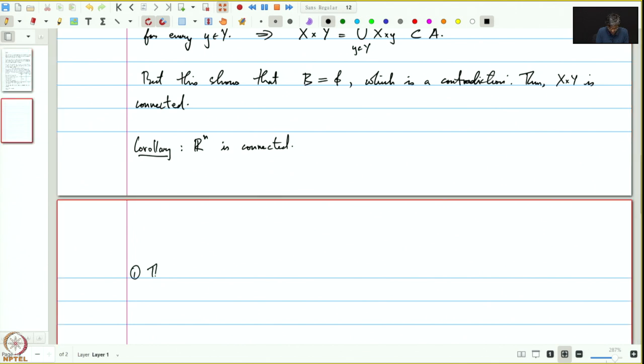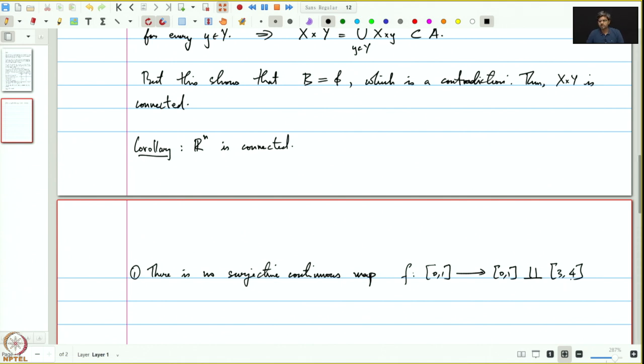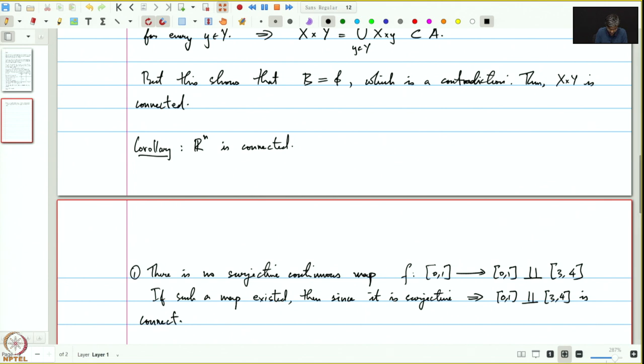there is no surjective continuous map f from the interval [0,1] to, let's say, the interval [0,1] disjoint union the interval [3,4]. Why is this? Because if there was such a surjective continuous map, then it will force that the image is connected. So if such a map existed, then since it is surjective, this will imply that [0,1] disjoint union [3,4] is connected. But clearly that is not possible.